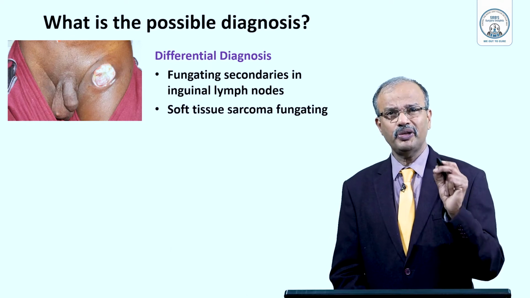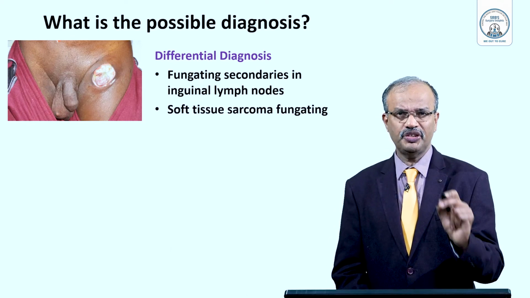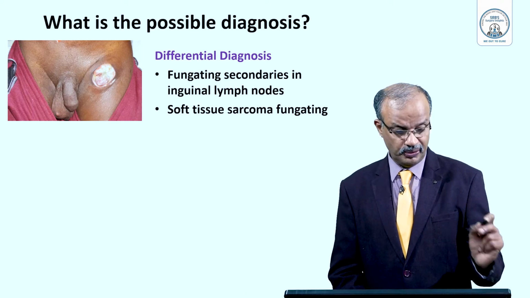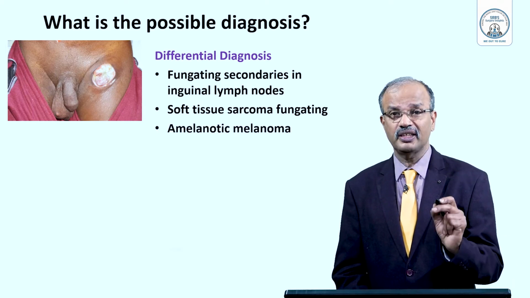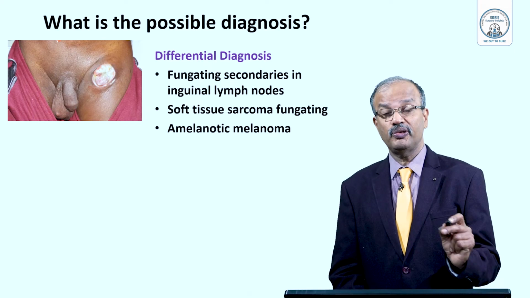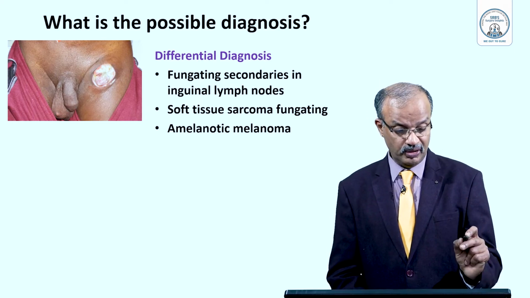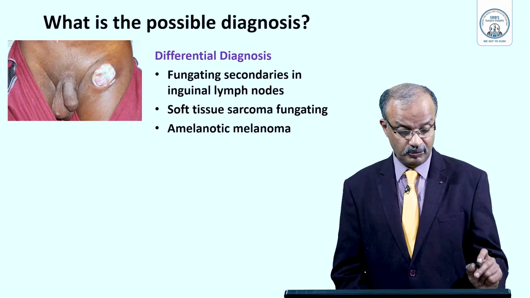The second possibility is soft tissue sarcoma, which can be fungating. It is also possible, so you have to remember that differential diagnosis. Third is amelanotic melanoma. Again, short duration, aggressive, ulcerative, initially a swelling. This is also something you have to think of.